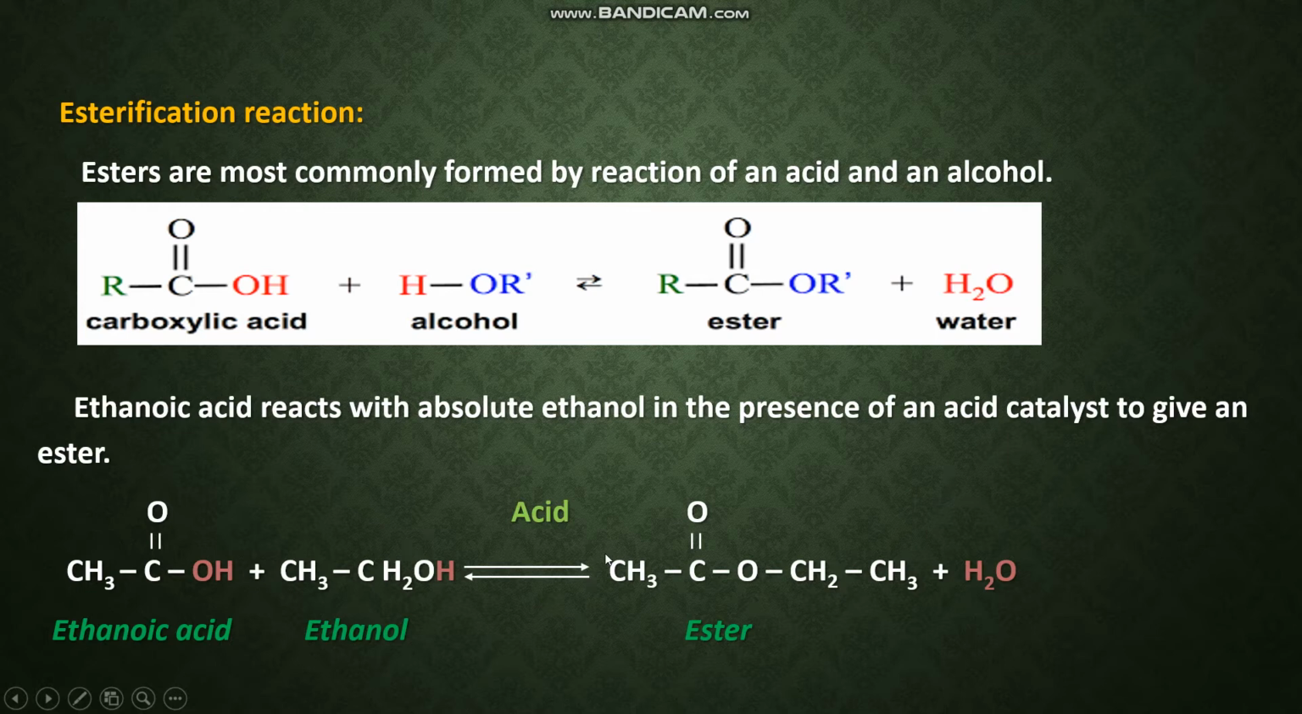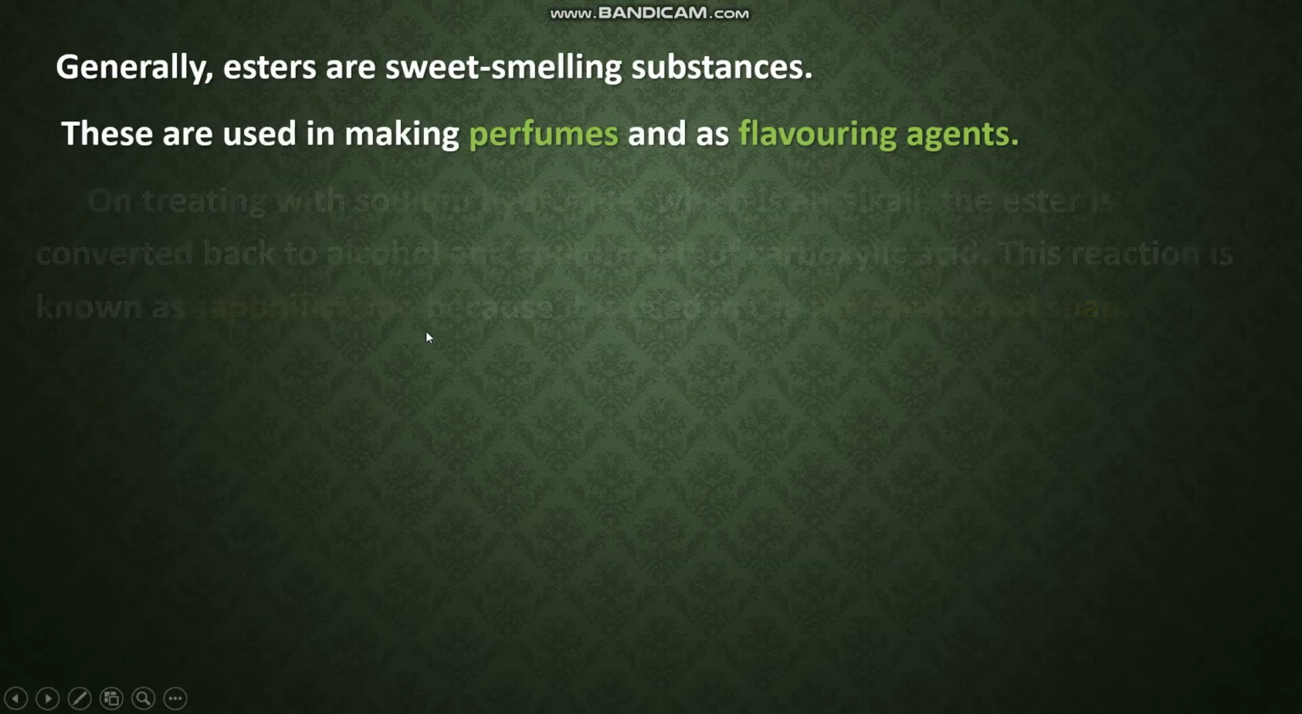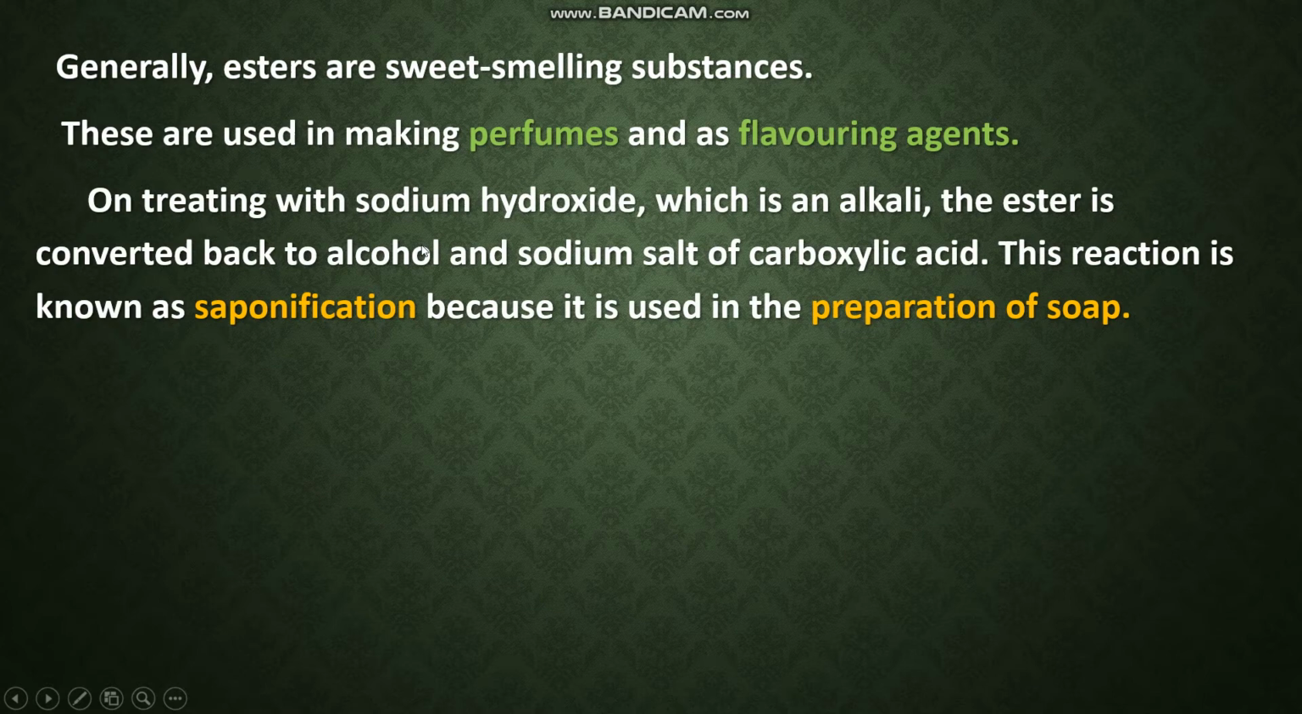You might have seen that this esterification reaction is a reversible reaction. You can see the double arrow mark, which means the reaction takes place in the forward direction and the backward direction. Acid and alcohol react to form ester and water. When ester reacts with water, in turn we get acid and alcohol back. On treating this ester with sodium hydroxide, an alkali, the ester is converted to alcohol and sodium salt of carboxylic acid.